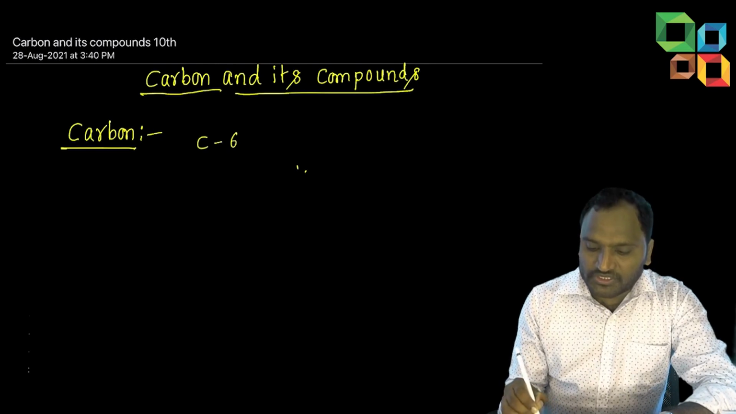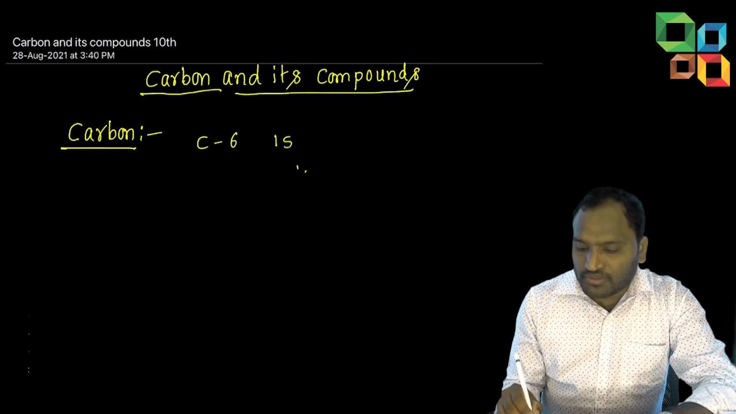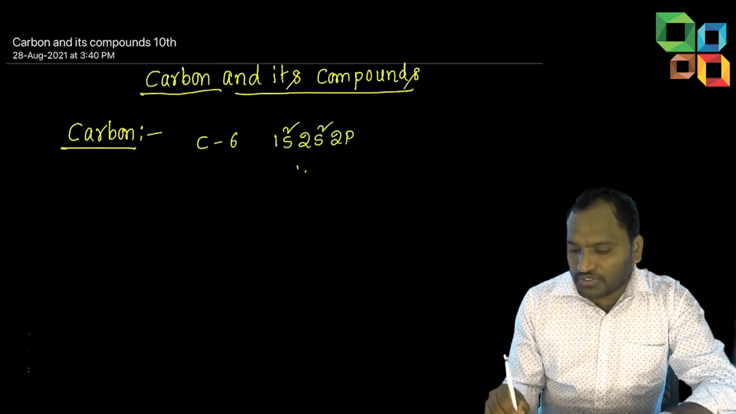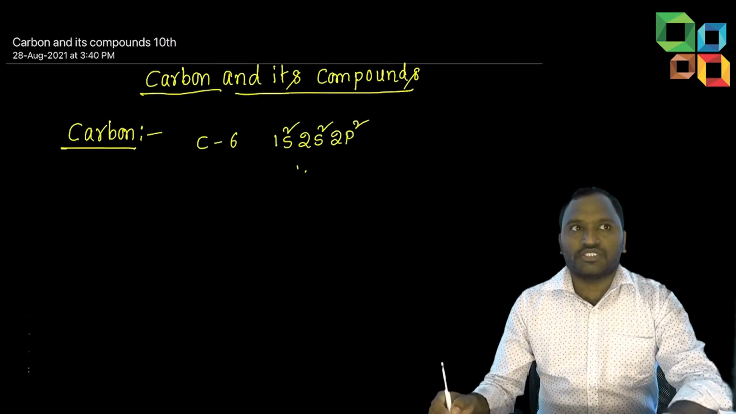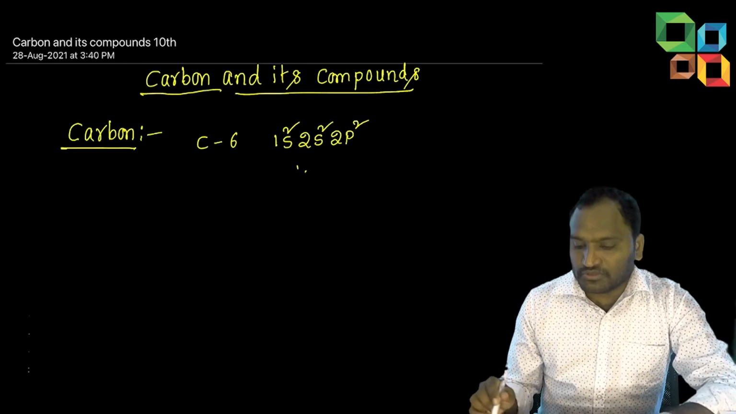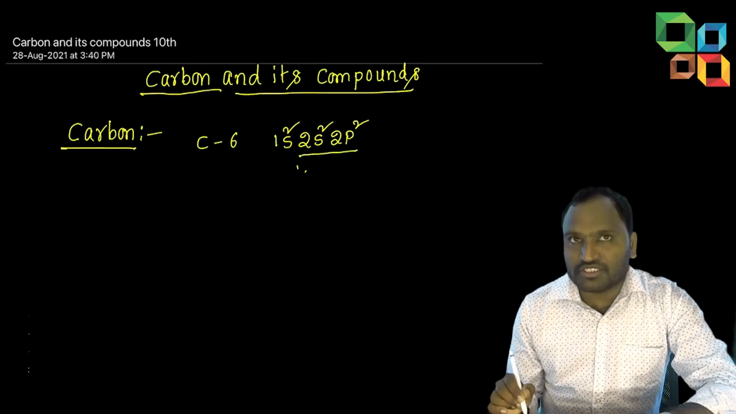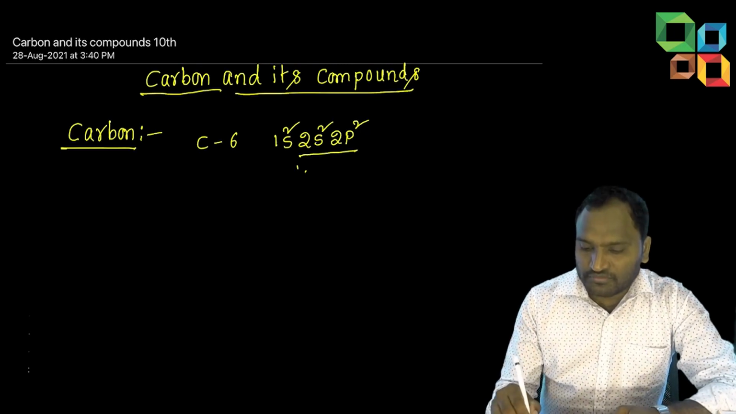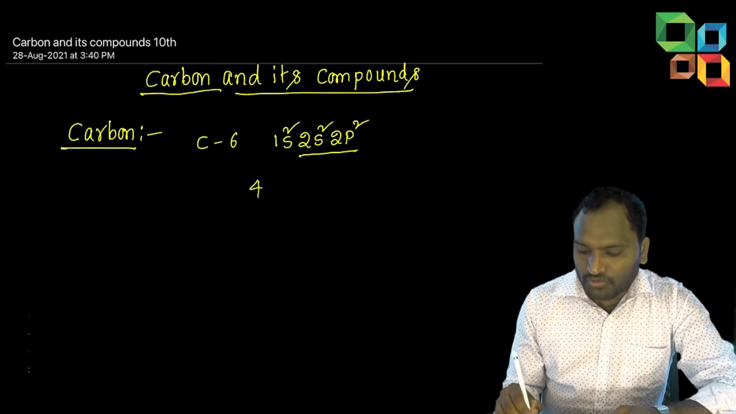Carbon has atomic number 6, and its electronic configuration is 1s2, 2s2, 2p2. See students, here the second shell is the valence shell. It contains 4 valence electrons.